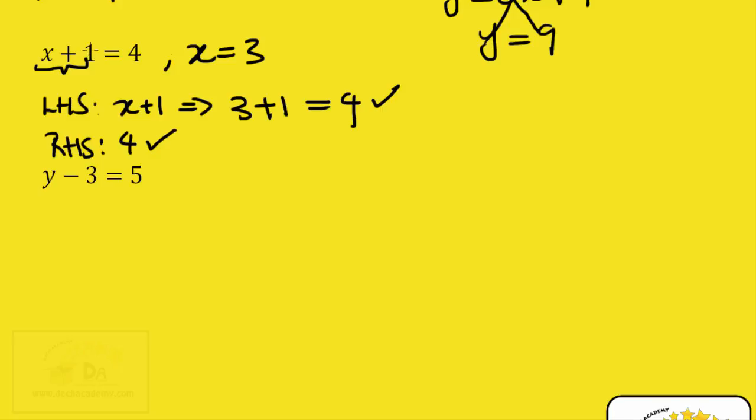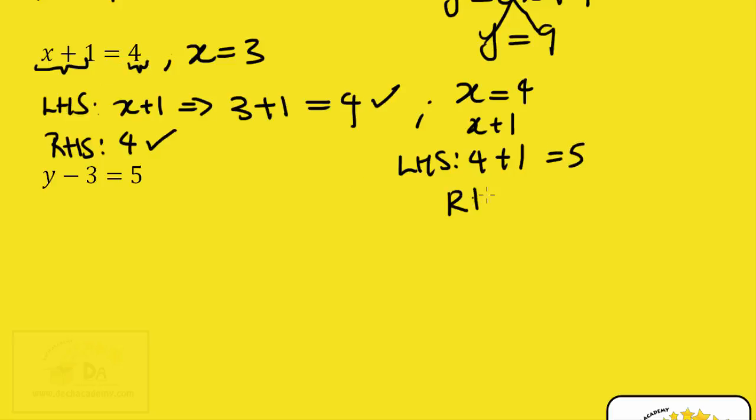If x was another number like 4, the left-hand side would be x plus 1, which is 4 plus 1, and that's 5. The right-hand side of the equation will still be 4. When x is 4, this equation is not satisfied because the left-hand side and the right-hand side do not match.